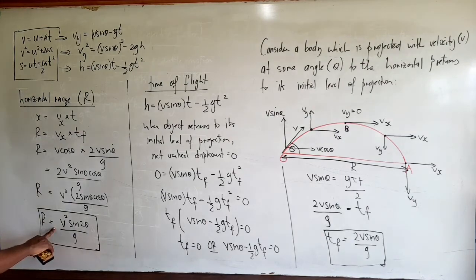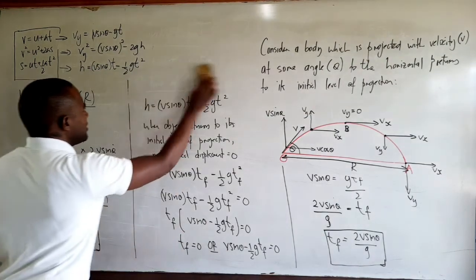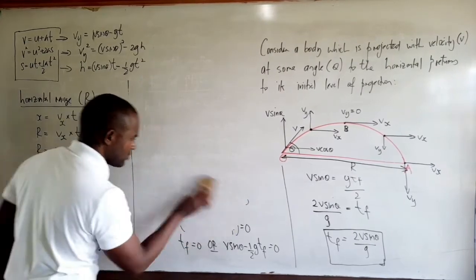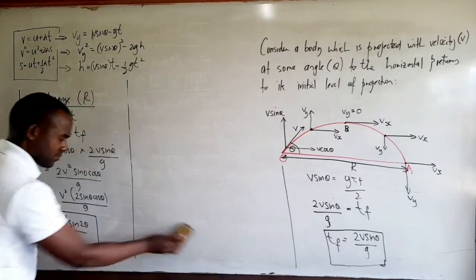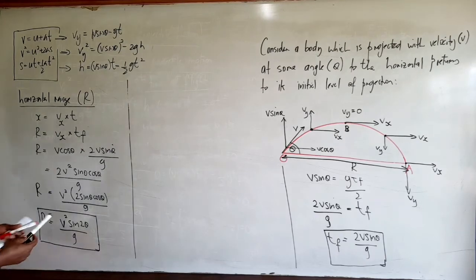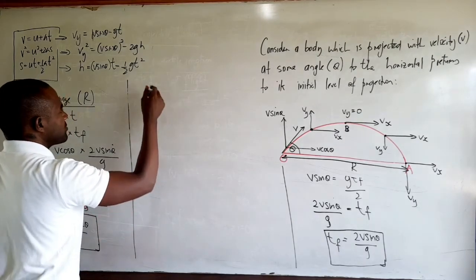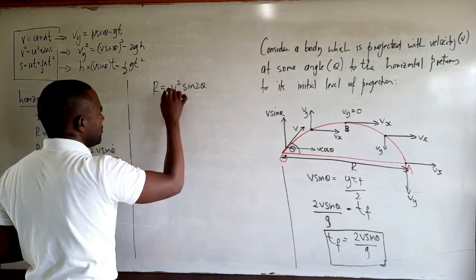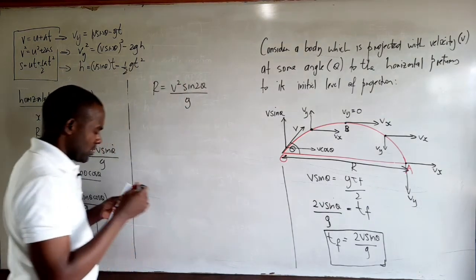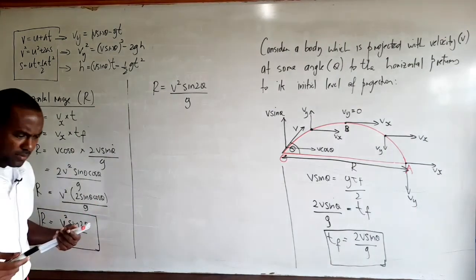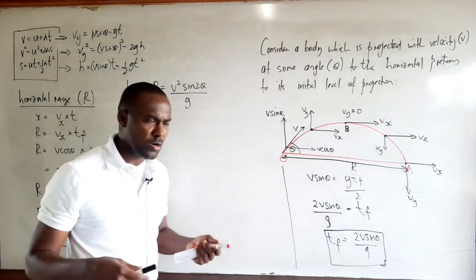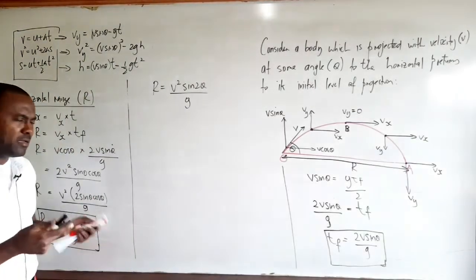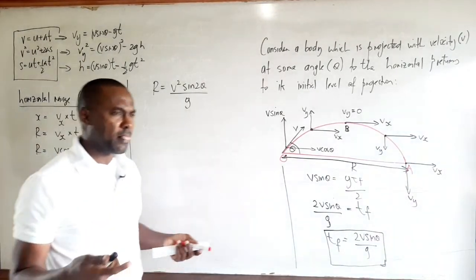Now, having done this, let's look at this range formula in a little bit more detail, right? Now, let's look at the formula. We have the range R is equal to V squared sine 2 theta over g. Now, theta represents an angle, and twice that value is also representing an angle. So any angle multiplied by any particular factor is still an angle.